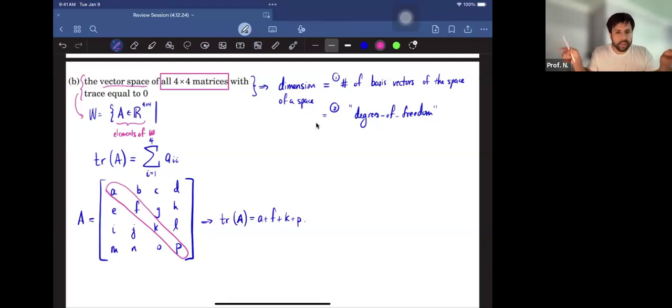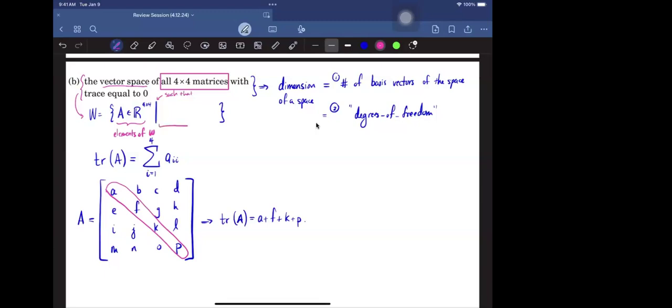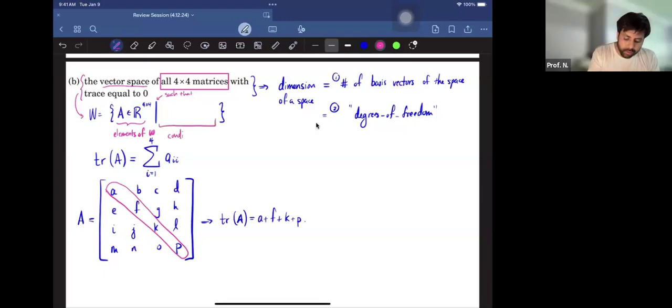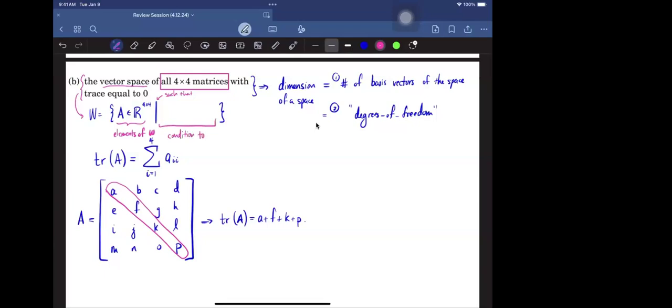Well, we use these curly braces. We write something down, then we draw a line, and then we write other things down. But there's a reason why we do that. It's not just for the sake of it. The first part of this notation says what's in W. Well, they're all 4x4 matrices. After that, the line is like saying "such that" what? What's the condition to be in W? Trace equal to 0. That's right.